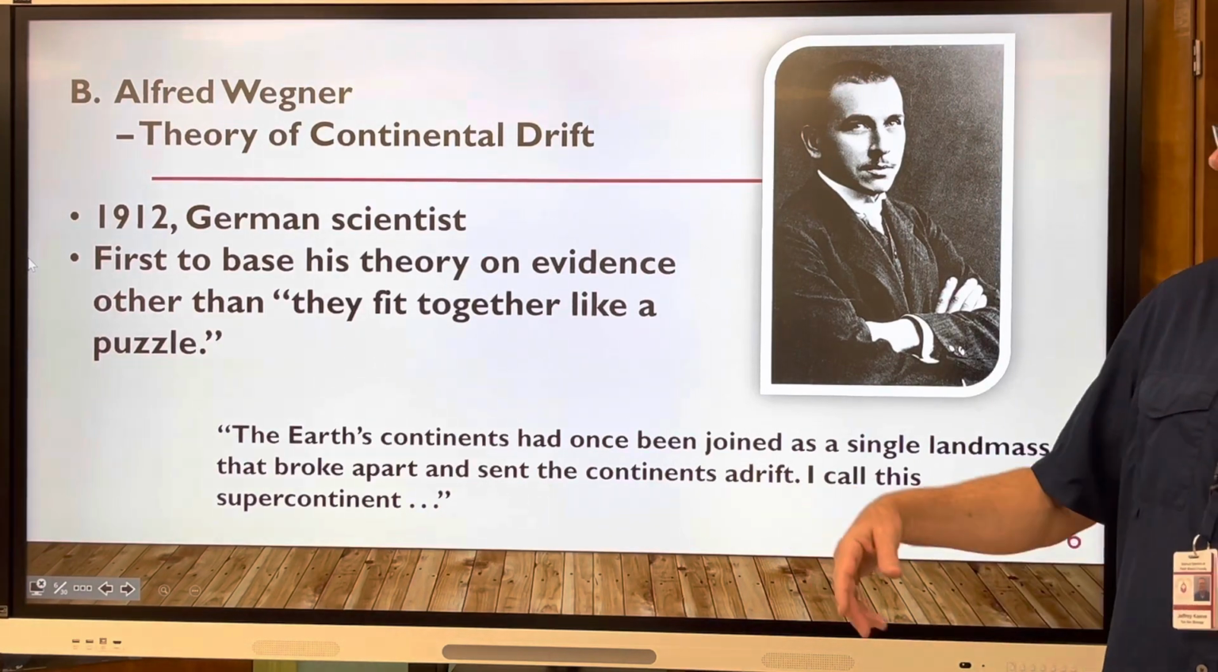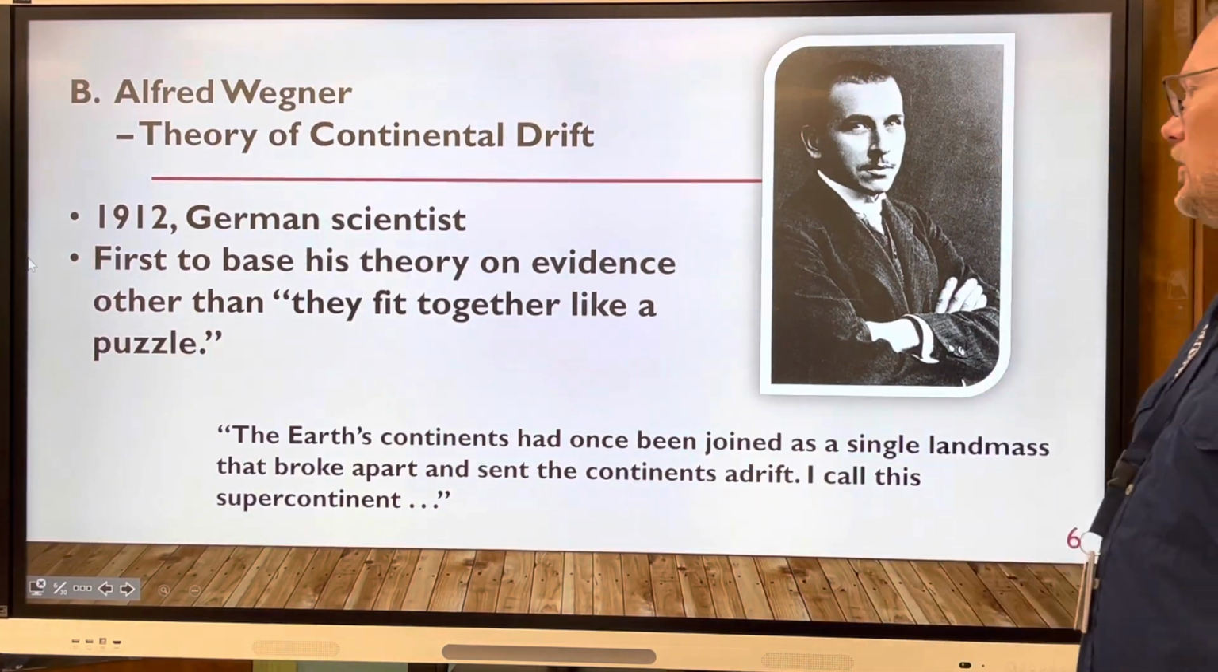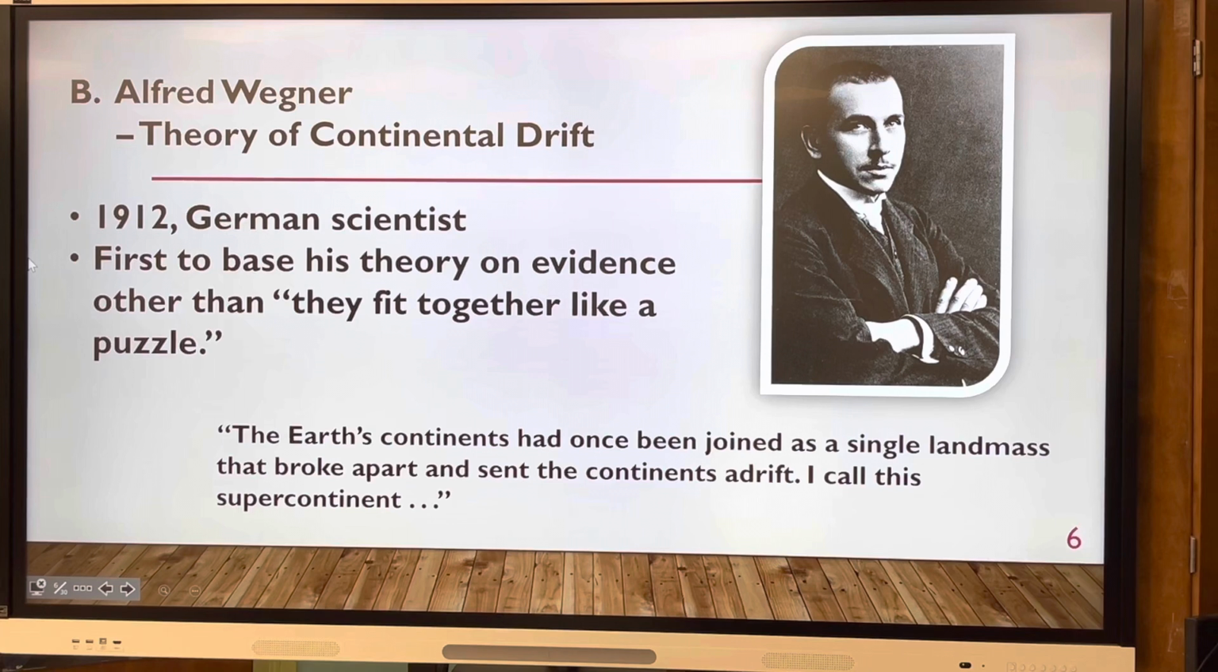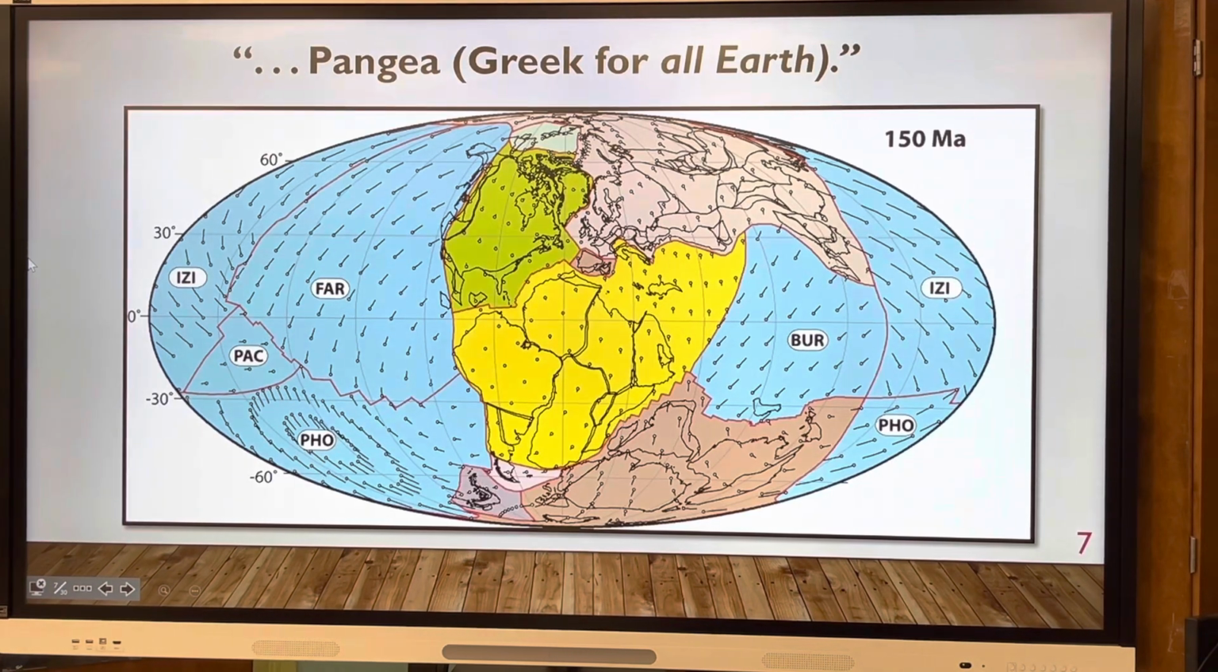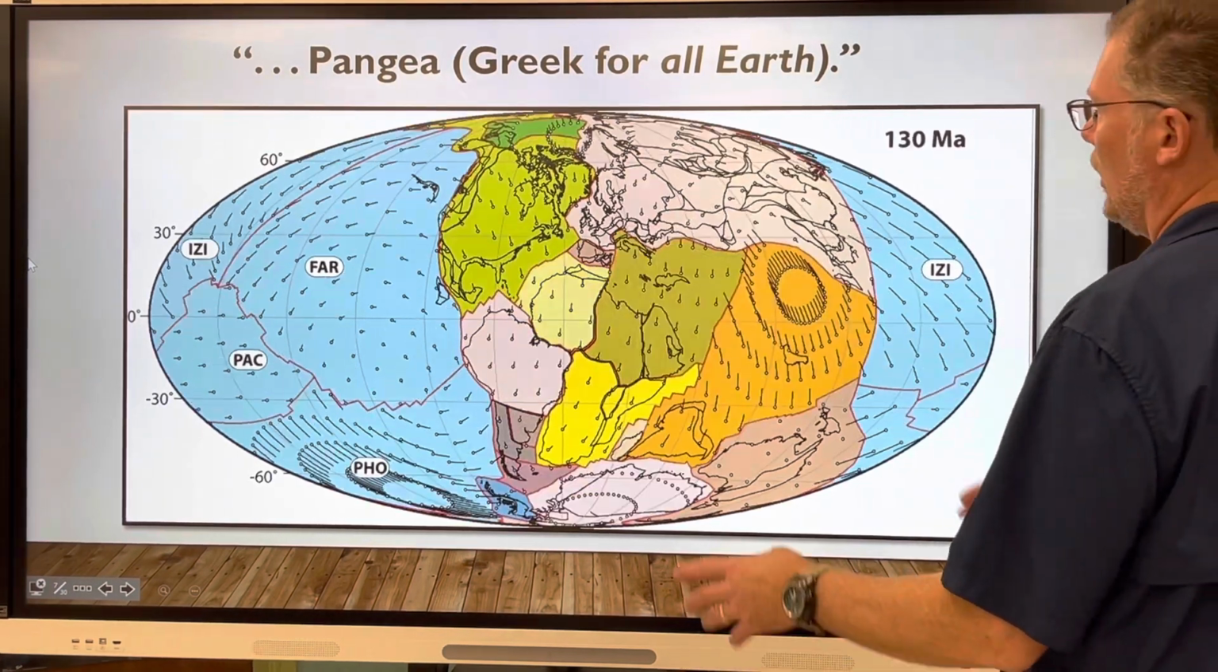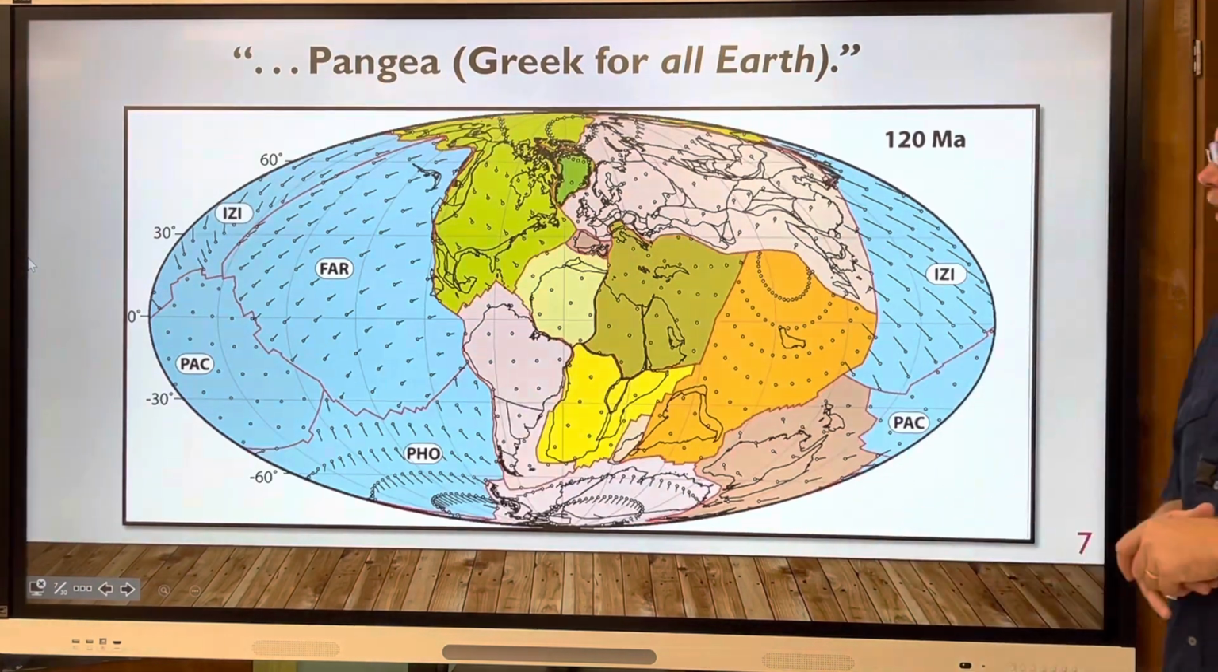German scientist, 1912. So he quoted, "The Earth's continents had once been joined as a single landmass that broke apart and sent the continents adrift." And he called that supercontinent, and you all know Pangaea, for all Earth. It's a Greek word for all Earth.